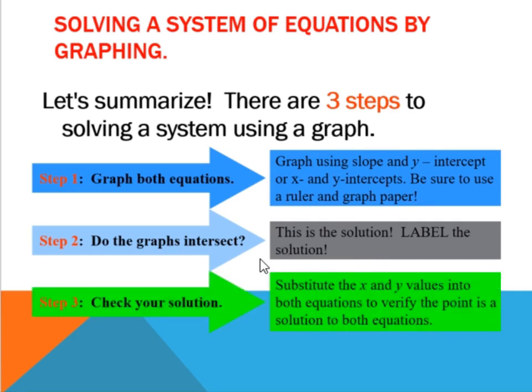And the third one is to check whether your solution is correct or not. We simply substitute the value of x and y into both equations in order to verify if the point is a solution to both equations. If it is a solution to both equations, then we have the solution to the system of linear equations. If it is only a solution to one equation, then we do not have a solution to the system of linear equations.